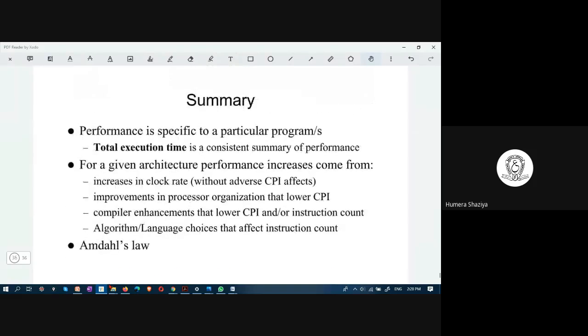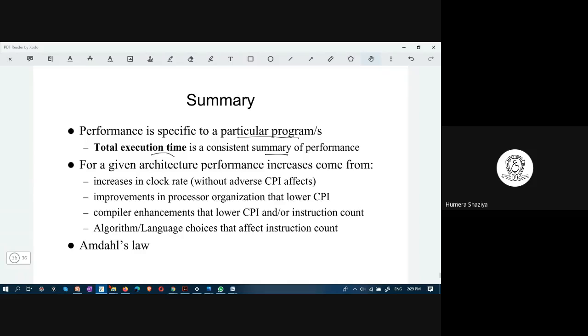And the summary is performance is specific to a particular program. Yes, we cannot say that two different programs would have the same performance if they would have different performance. Total execution time is the consistent summary of performance. You have to take the summary of the performance, that would become the total execution time.